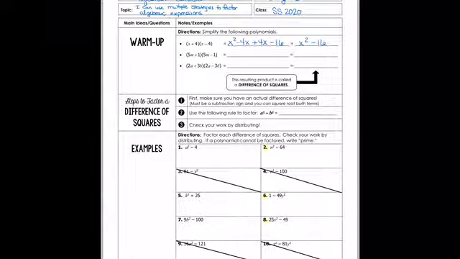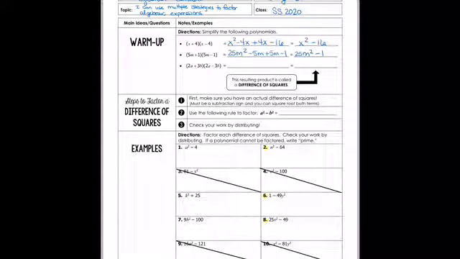Let's look at the second warm-up there. The outside, or the first terms, gives us 25m squared. Outsides is negative 5m, insides is positive 5m, and the lasts gives us negative 1. Notice when I add those two middle expressions together, we're going to get 0 again. So we get 25m squared minus 1.